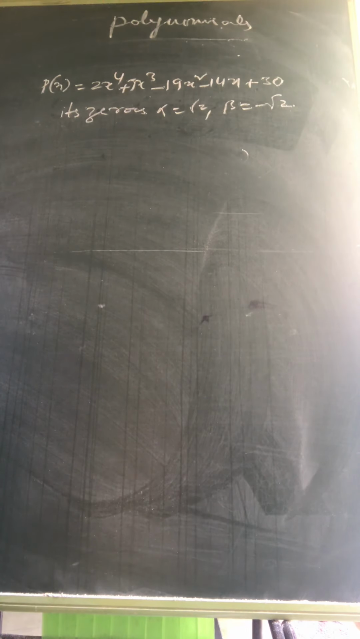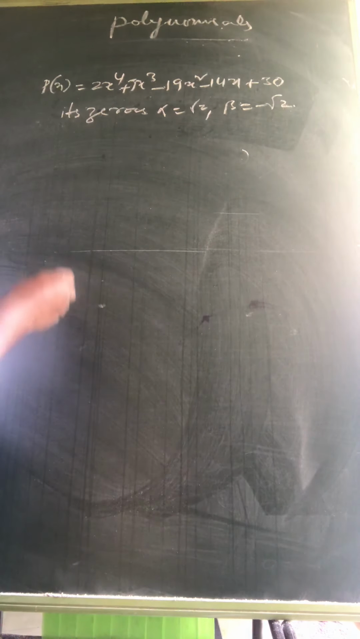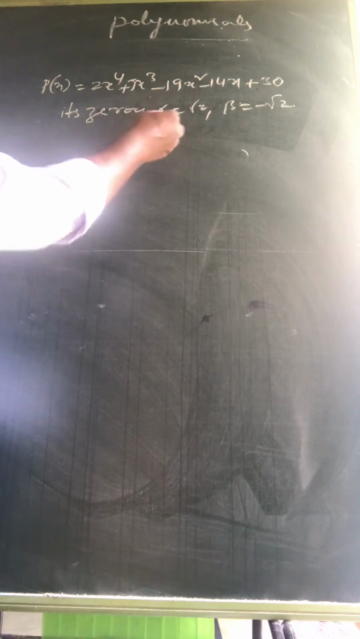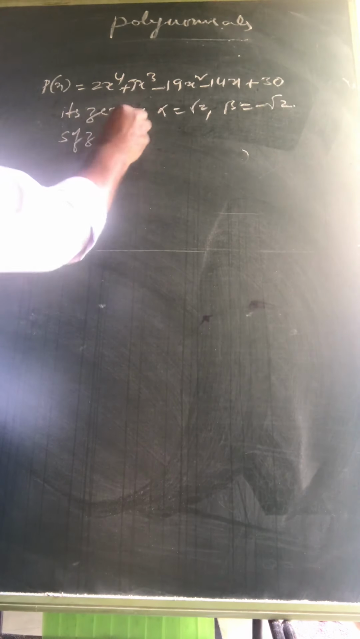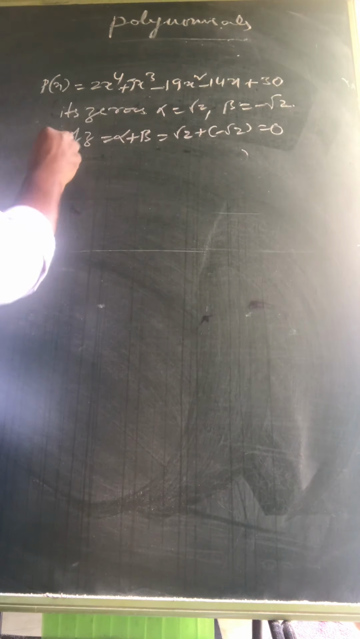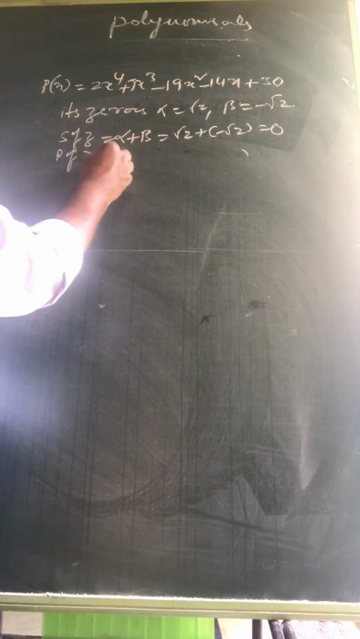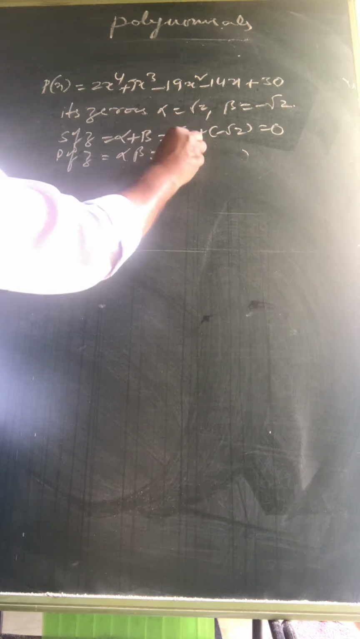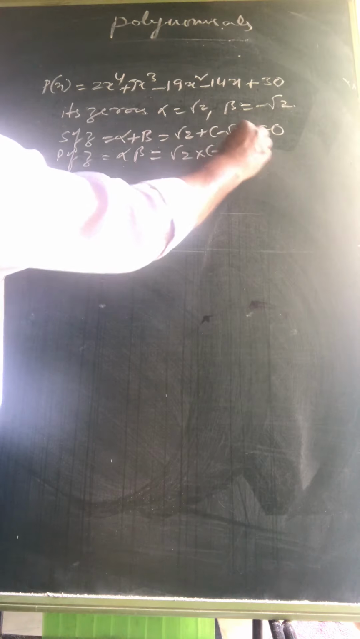Now here in this polynomial, it's a biquadratic, that means the fourth power. It will have 4 zeros, whereas he gave only 2 zeros. That means we have to find the other 2 zeros. Now here, sum of zeros, alpha plus beta, is root 2 plus minus root 2, equal to 0. And product of zeros, alpha beta, is root 2 into minus root 2, equal to minus 2.